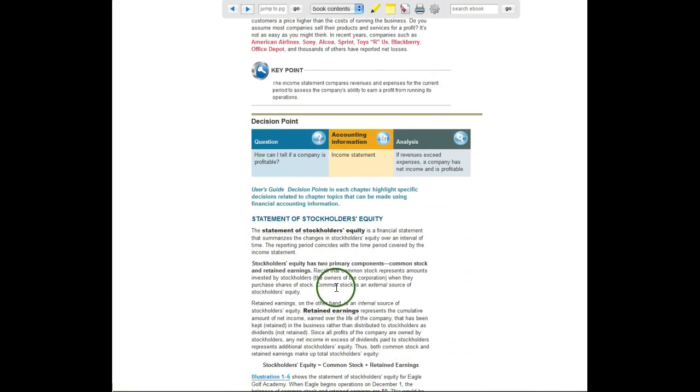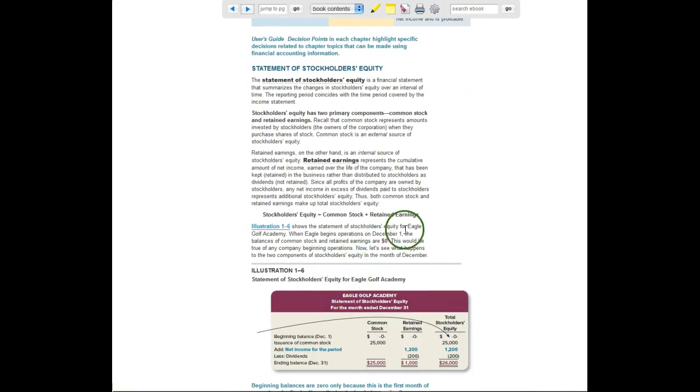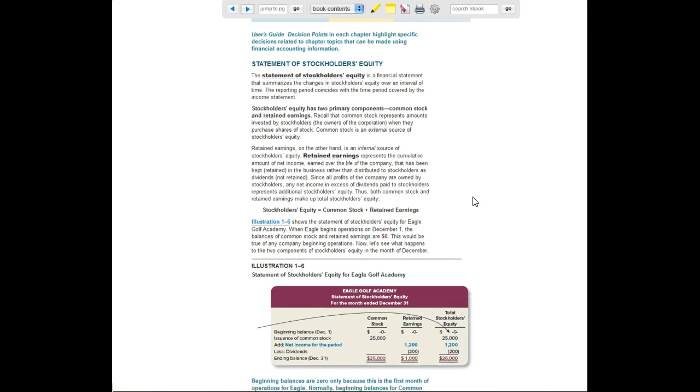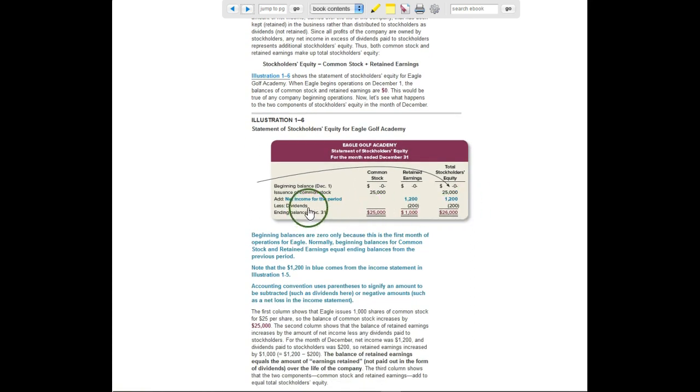Let's go on down. Now a small sort of a bridge statement in between the income statement that we just saw and the balance sheet we're going to see in a minute is called the statement of stockholders' equity. Let's take a look at it. What it does is shows the beginning balance of each stockholders' equity account and the total over here, and then we show how they changed during the year. Now since the company just started on December 1st, the balances were zero.